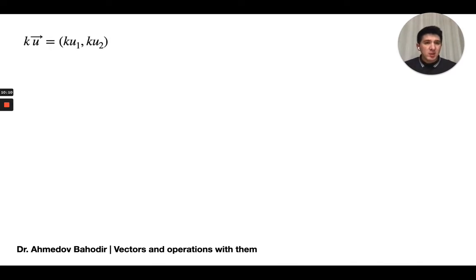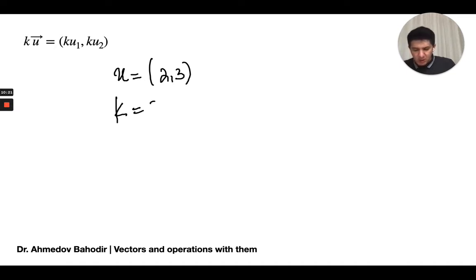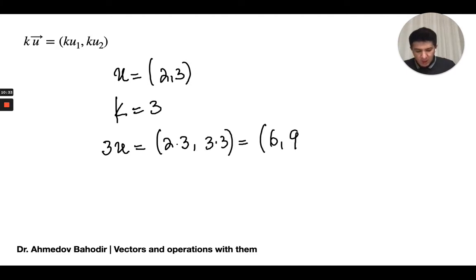So now when you multiply a vector by a constant, it is very straightforward again. If you have some vector, let's say u has the coordinates 2 and 3, and you multiply this vector by 3, then 3u is going to be equal to 2 times 3 and 3 times 3, which is 6 and 9. Again, it is really important that if you have a vector with two components, you are going to have again a vector with two components. So you have to keep the dimensionality the same when you add two vectors or when you multiply a vector by a constant.